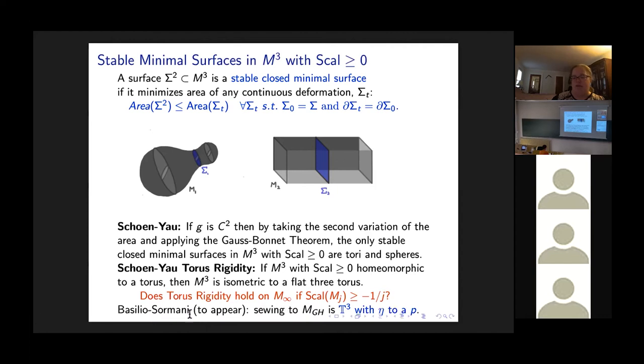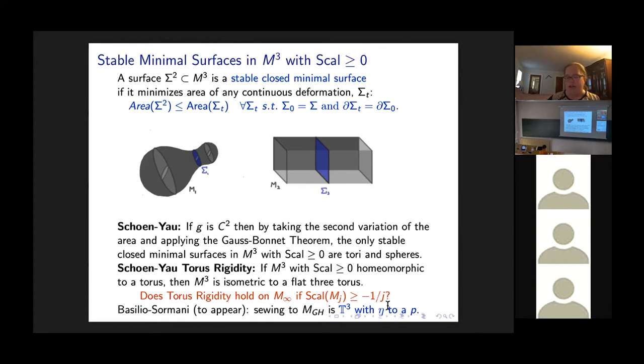But we have work to appear where we're doing a sewing on tori with a curve going towards a point. And the way we're doing it is we're using the fact that there's this flexibility of -1/j to give us a little bit of a negative, and then we create little pieces of spheres, and then we can make tunnels on those little pieces of spheres. So this is to appear, and I don't want to give too much detail because it's not on the archive yet. But the idea is to do this kind of sewing process with a -1/j factor onto tori.